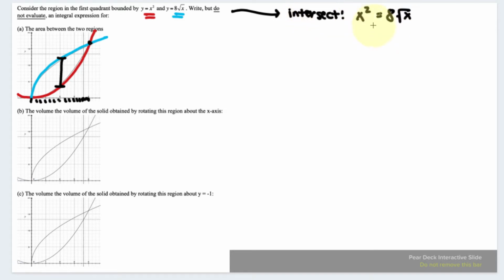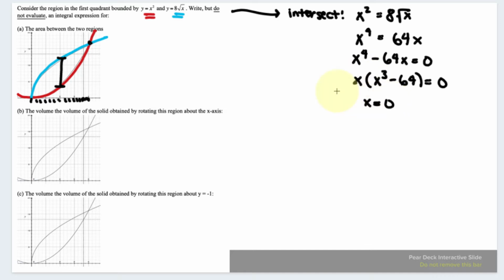So where do these two intersect? I'm going to square both sides first. So I have x to the fourth equals 64x. X to the fourth minus 64x equals 0. Take out an x. X equals 0, obviously there. And then the cube root of 64 is just 4. So that's going to be my other bound. So I'll be going from 0 to 4.